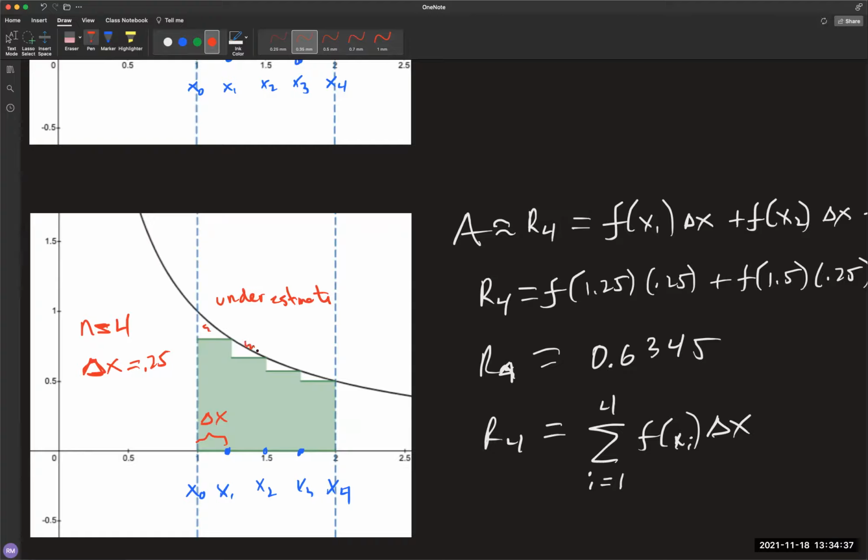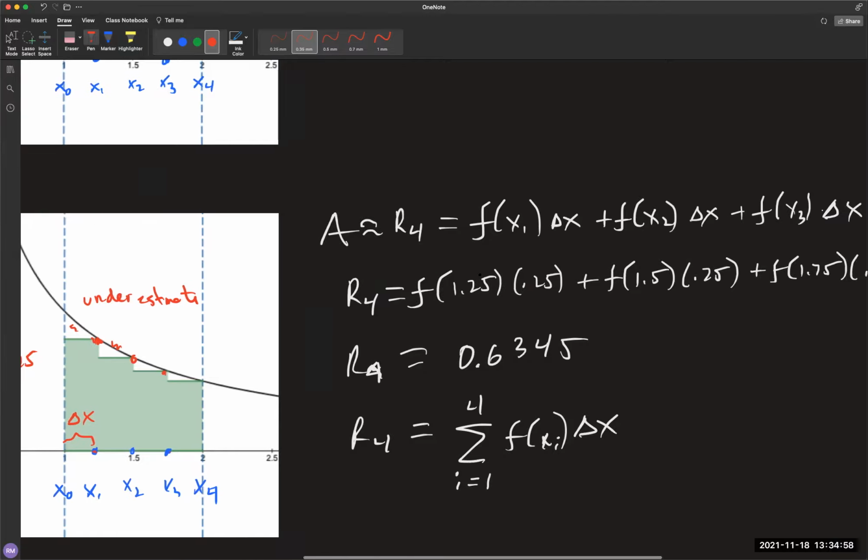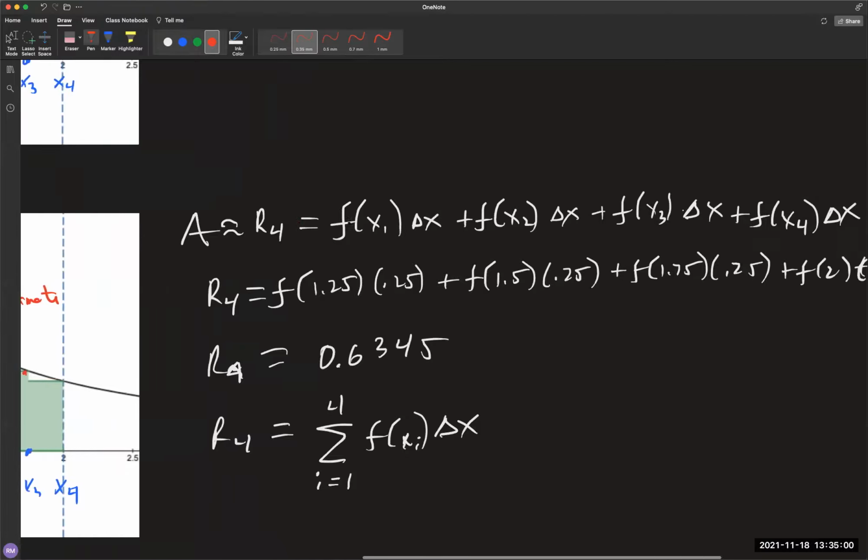You have some extra space in here. And so once we have that, we now are going to use the right endpoints, which are in this spot here. We're still using 4 rectangles. The width is 0.25. And again, this is just a technique we use to estimate the area underneath the curve. And then we're using the right endpoints as this is an underestimate. This is how you would do it.